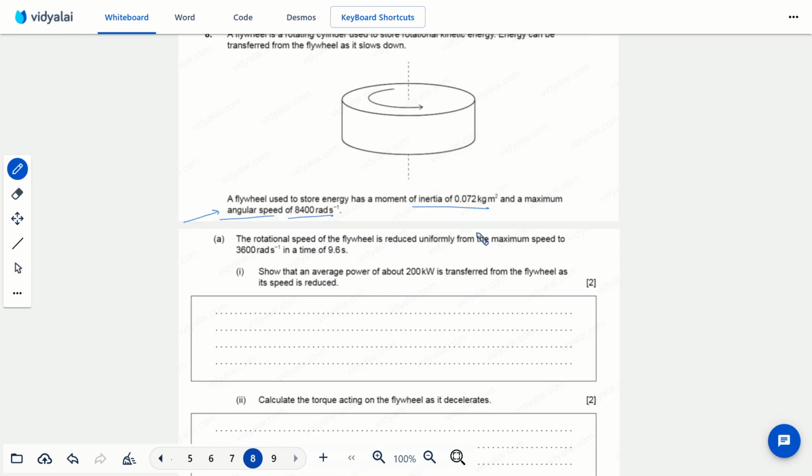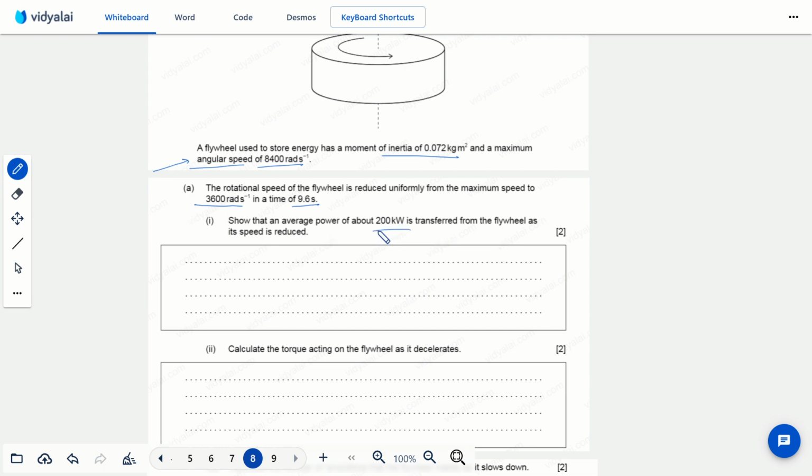So in part A, they say that this rate of rotation is reduced, and this is the time in which it is reduced. We need to show that a power of 200 kilowatt was transferred during this process. So let's take a look at what power means. Power usually means the rate at which energy is being transferred. So in this case, since the only form of energy that this flywheel can have is rotational kinetic energy, the change in its energy is the change in its rotational kinetic energy.